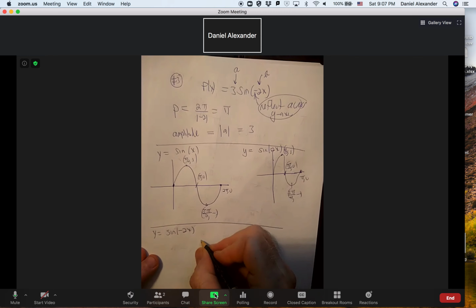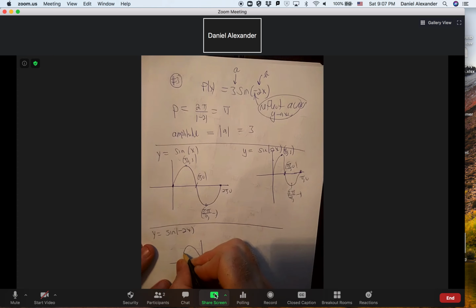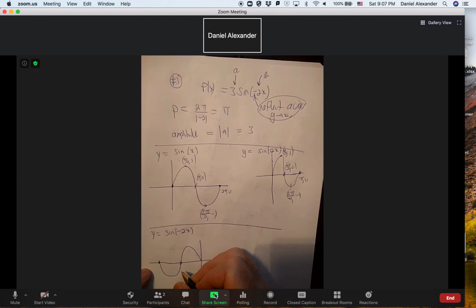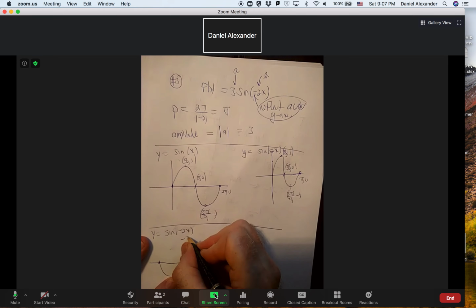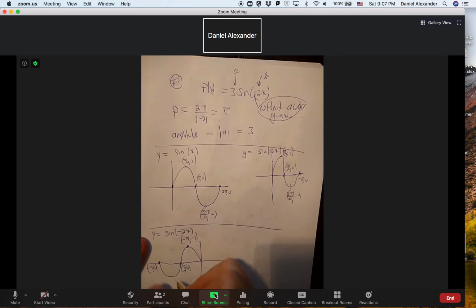That's going to reflect it across the x-axis. So we're going to take this graph, and now it's going to look like this. This will be minus pi over 2, 0. This will be minus pi over 4, 1. This will be minus pi, 0. And this will be minus 3/4 pi, minus 1.